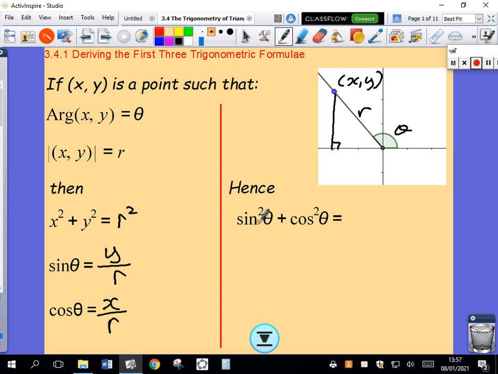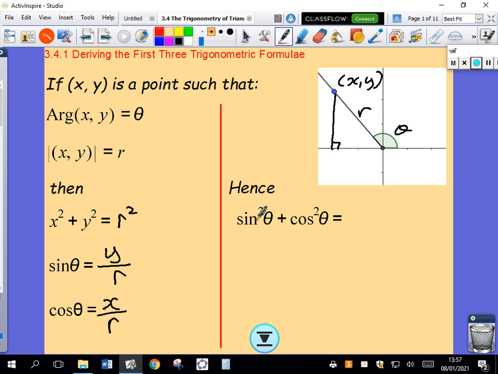A couple of things to note. When we're writing sine, if we square the sine of an angle, we write it as sine squared of the angle. The squared goes between the trig function and the argument. I don't know why that is, but that's just a notation. So sine squared theta means square the sine of theta.